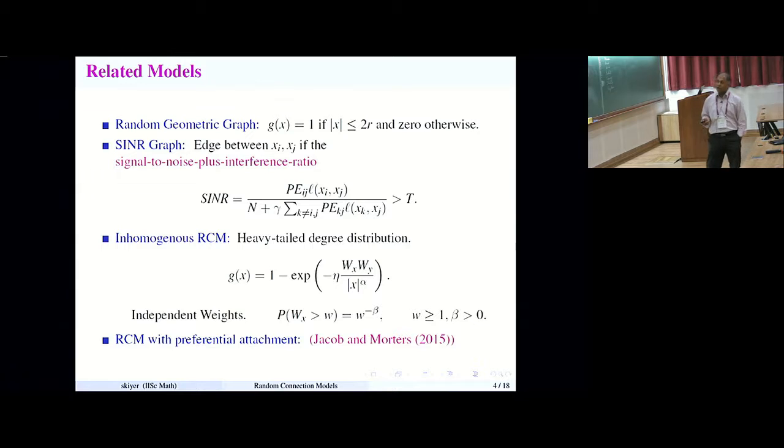There's also this random connection model with preferential attachment that was introduced and studied in Jacob and Mörters in 2015, where you add points sequentially and the connections would be formed based upon the proximity and also the existing degree distribution of the existing nodes. So we will consider the random connection model that was described earlier, the random geometric graph, and this inhomogeneous random connection model in this talk.